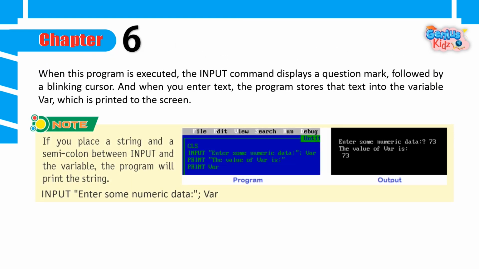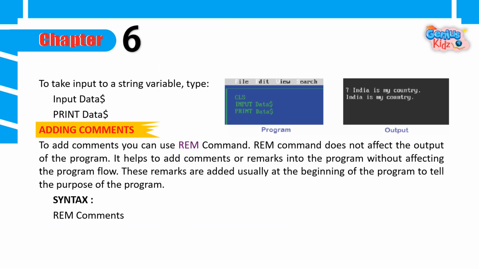When this program is executed, the input command displays a question mark followed by a blinking cursor. When you enter text, the program stores that text into the variable var, which is printed to the screen. Note: if you place a string and a semicolon between input and the variable, the program will print the string. Input "enter some numeric data"; var. To take input to a string variable, type input data$, print data$.